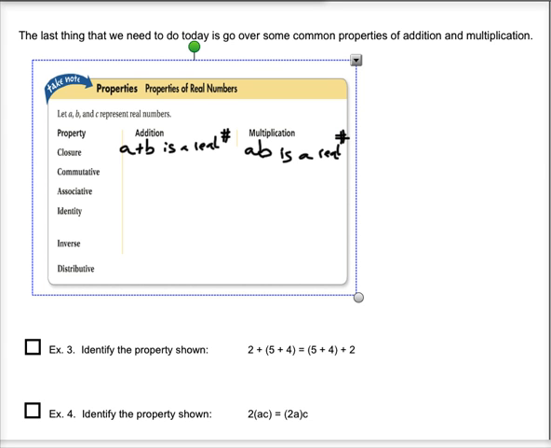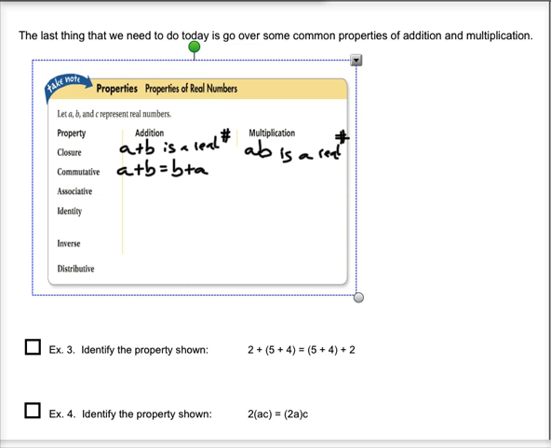Commutative. Now this is where it starts getting tricky, okay? Commutative is talking about order. So what that means, the order does not matter. A plus B is exactly the same as B plus A. So for example, 1 plus 2 is 3. Exactly the same thing as 2 plus 1, also 3.